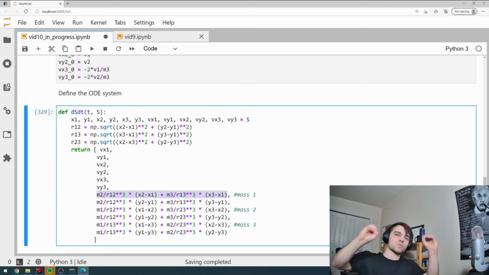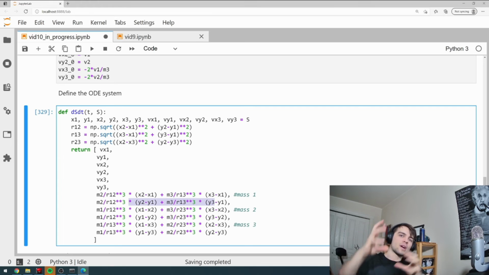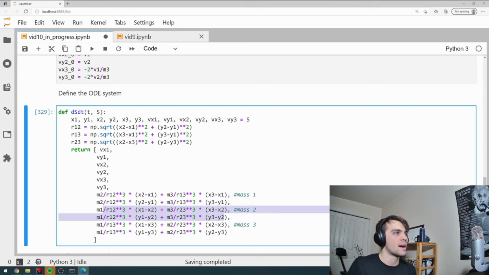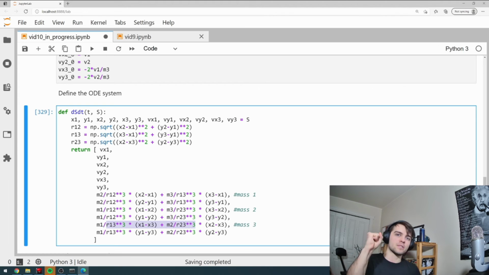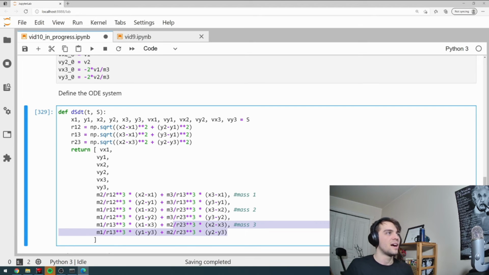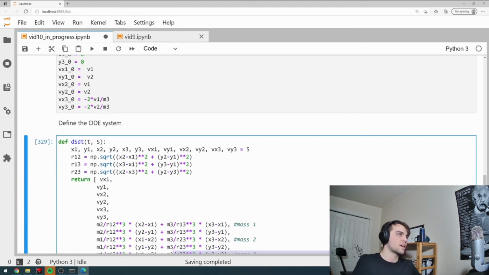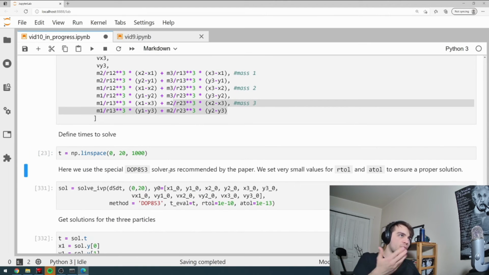Here you have two terms, right? Mass 1, that's because mass 1 is being pulled towards mass 2 and mass 3. So in the x direction and the y direction, you need two gravitational terms each. Same thing with mass 2 and mass 3. Mass 2 gets pulled towards mass 1 and mass 3. Mass 3 gets pulled towards mass 1 and mass 2. That's why you see these two terms here like this. And it's very specific.